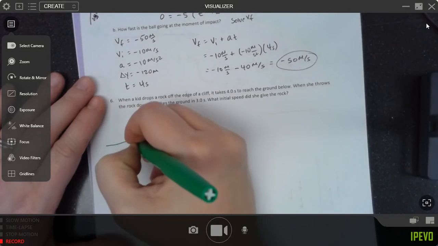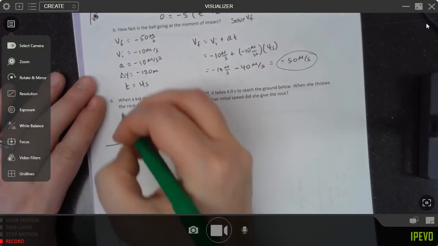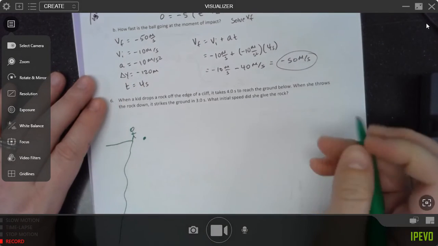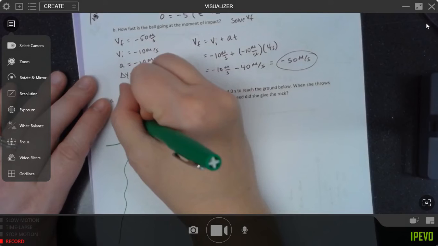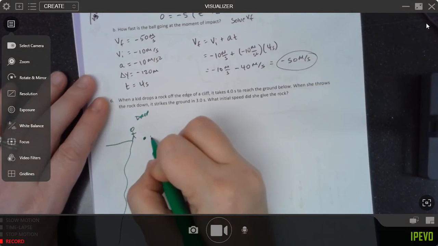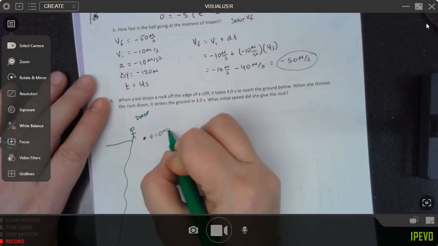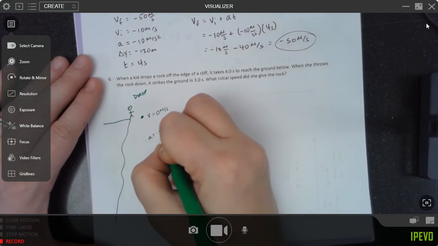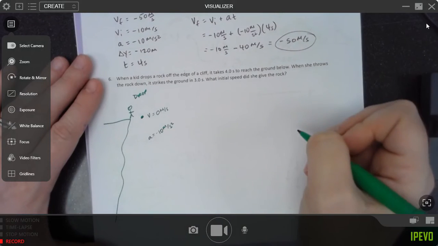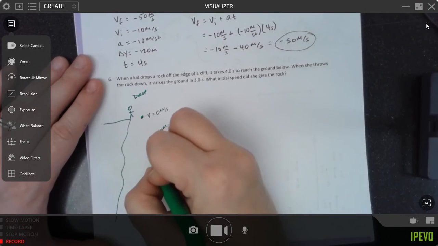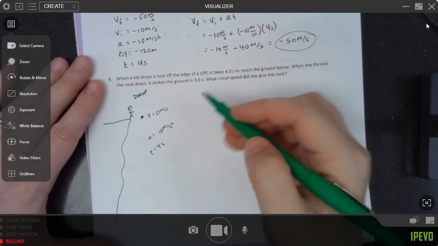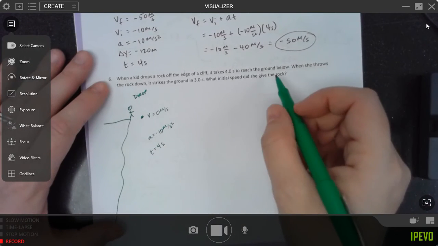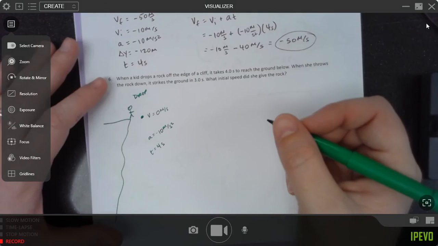So if I've got my cliff, here's my kid. Kid drops a rock, right? If we drop the rock, that's right, drop. We know that our velocity here starts at 0 meters per second. We know that the acceleration is minus 10 meters per second squared, and we're told it takes 4 seconds. So for that situation, we know 3 things, so we can solve for the other one, right? We can solve for other stuff at least.